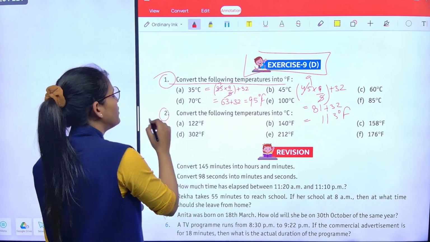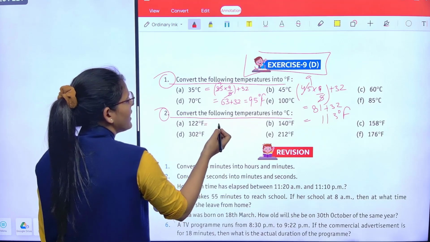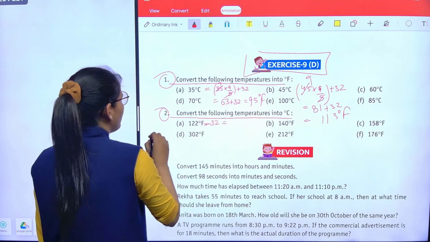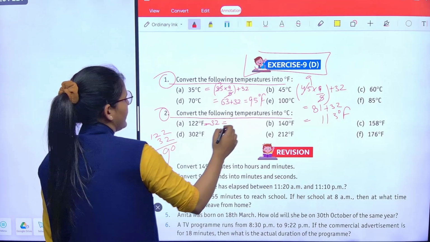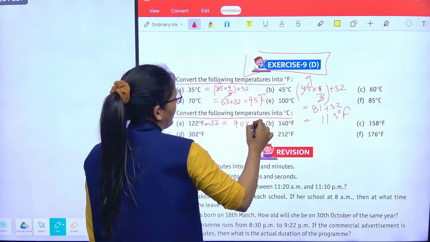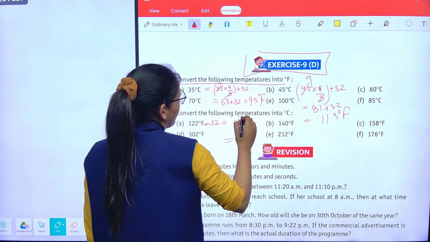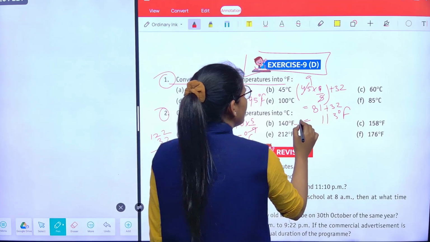Come on, question number 2, convert the following temperatures into Celsius. Now class, to convert into Celsius what do we do? First we subtract 32. Now 122 minus 32, that is 90, and multiply 5/9, that is 50 degrees Celsius.